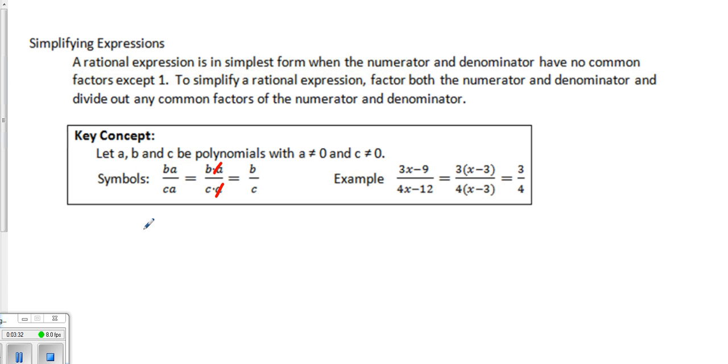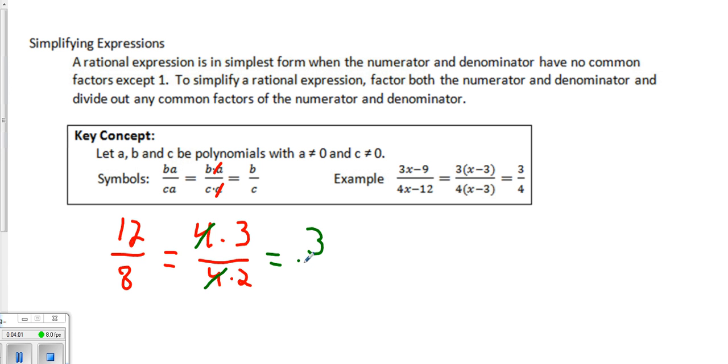I'm going to do another example of that using just numbers. So if we have 12 over 8, well, that's the same as 4 times 3, because that's 12, and 4 times 2, because that's 8. Now we can cancel out the 4's. We'd say 12 over 8 is the same as whatever's left over here, 3 over 2. Just like how we'd simplify a fraction like this by breaking it up into its factors and then canceling those out, that's how we would simplify our rational expressions.